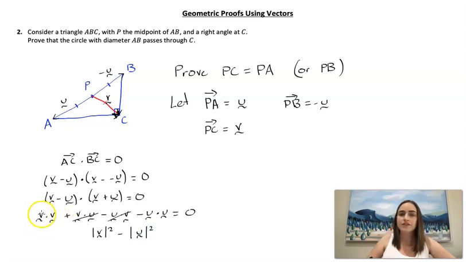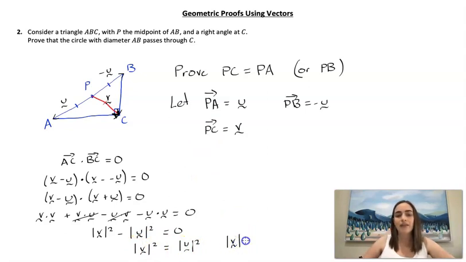So we end up with the length of the vector V squared minus the length of the vector U squared equaling 0. If we rearrange that, we would end up with the length of the vector V squared equaling the length of the vector U squared. Sorry, that should be a U, not a V on that side there. Now, because we're talking lengths and things can't be negative, that means then that the length of the vector V has to be equal to the length of the vector U. Therefore, PC equals PA. And then you can write a conclusion about the fact that PC is a radius of the circle with diameter AB that passes through C.